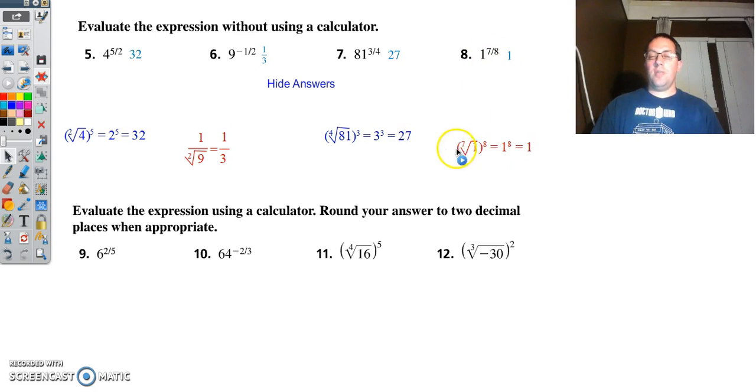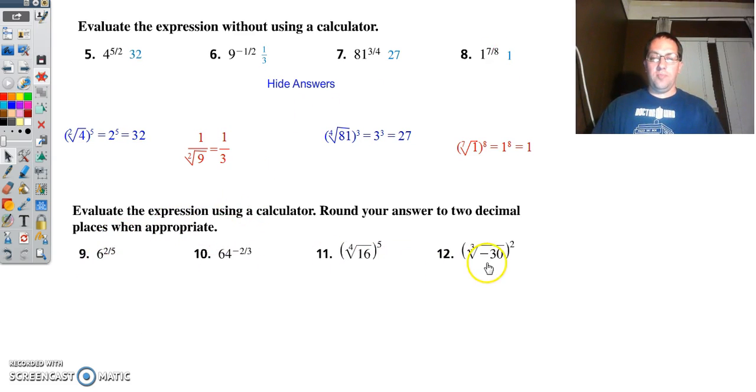This one, I wrote this out, but we really don't need any of this, because 1 to any exponent is 1. This is the 7th root of 1. Well, what can you multiply by itself 7 times to get 1? 1. And then raise it to the 8th power. So 1 to the 8th is 1. So 1 to any power right here is 1.